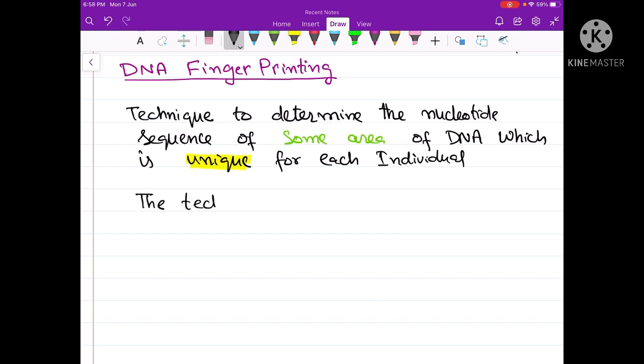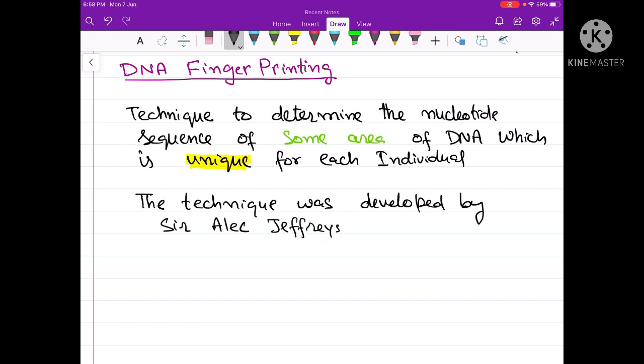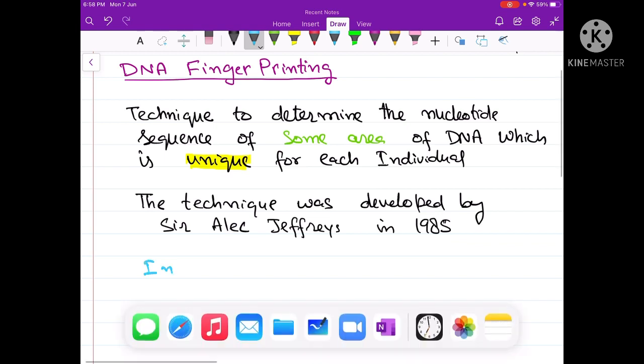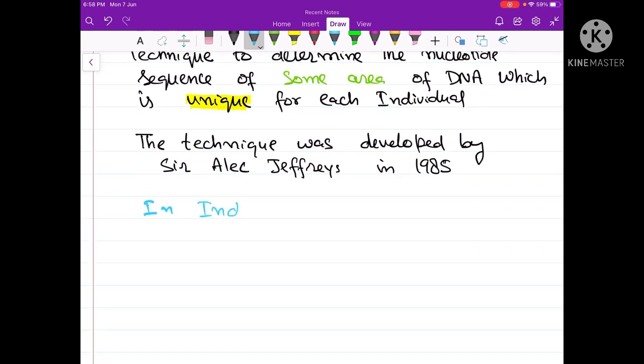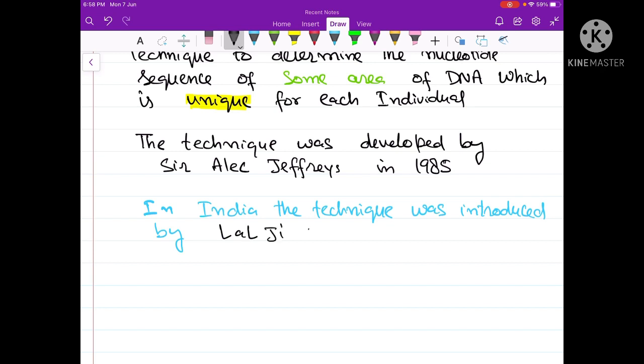The technique was developed by a British geneticist, Sir Alec Jeffreys, in 1985, and in India the technique was introduced by Lalji Singh and Kashyap.